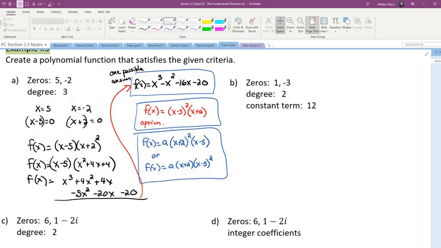All right, let's take a look at part B. This one looks kind of easier. We have a degree of 2 and we have two zeros. We have a constant term of 12. So that means we have to end in a plus 12.